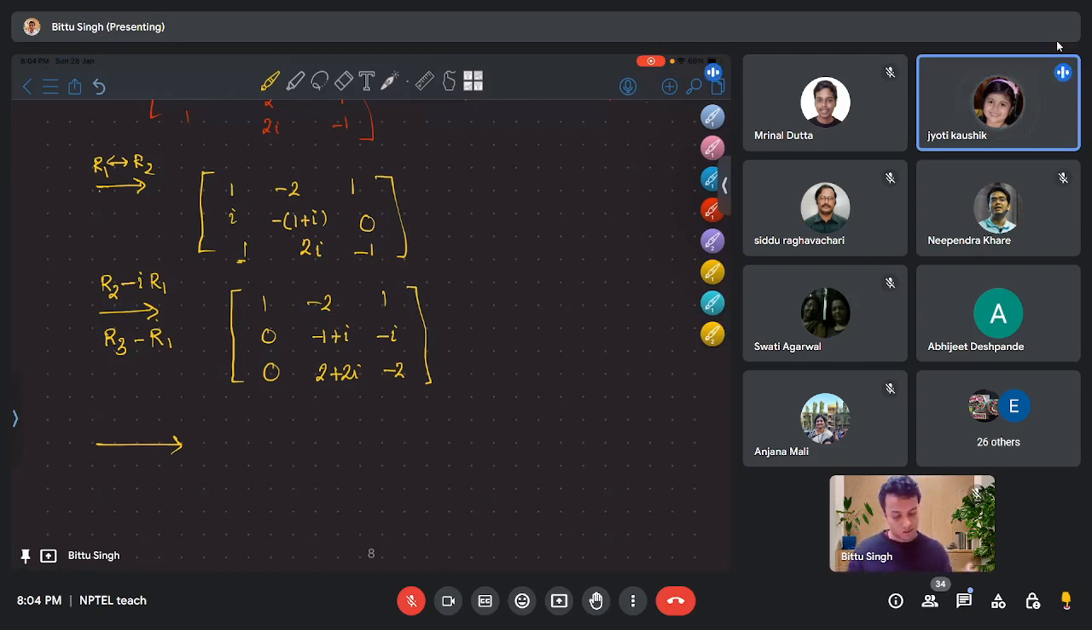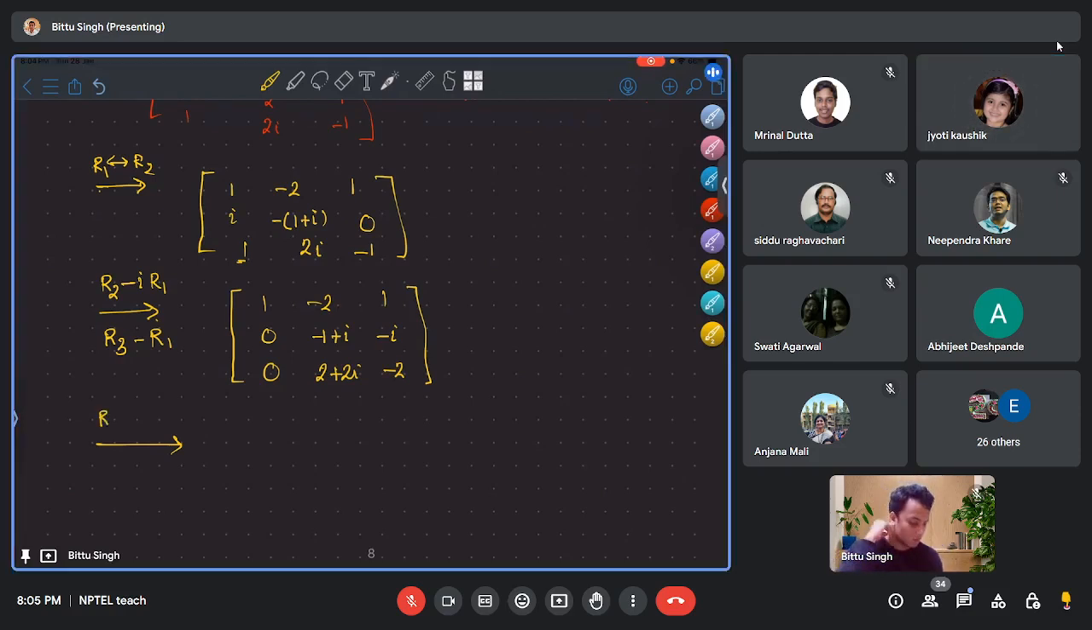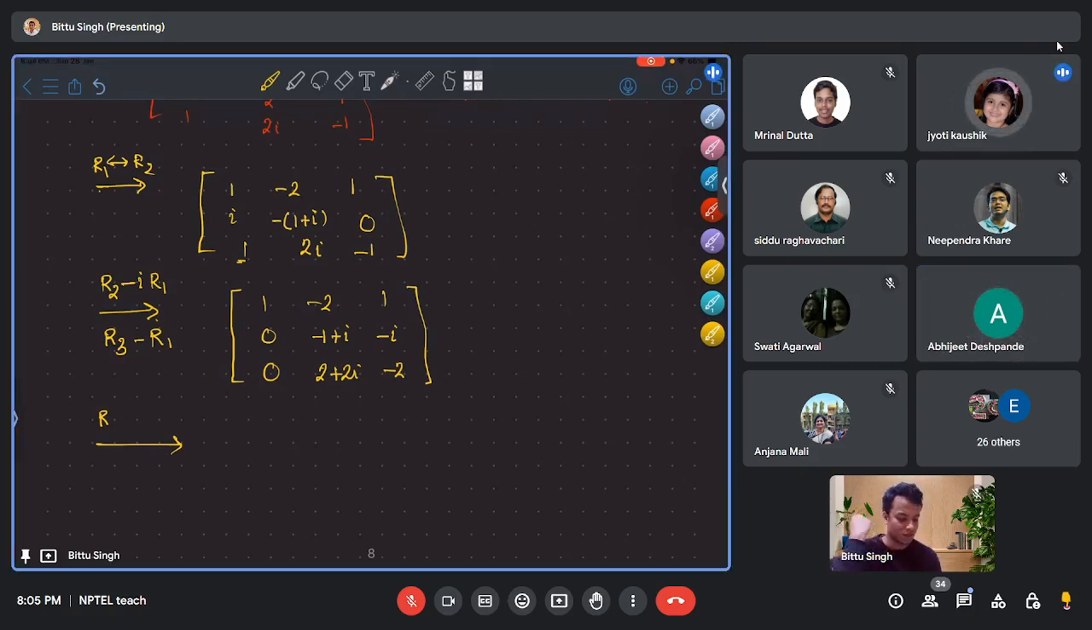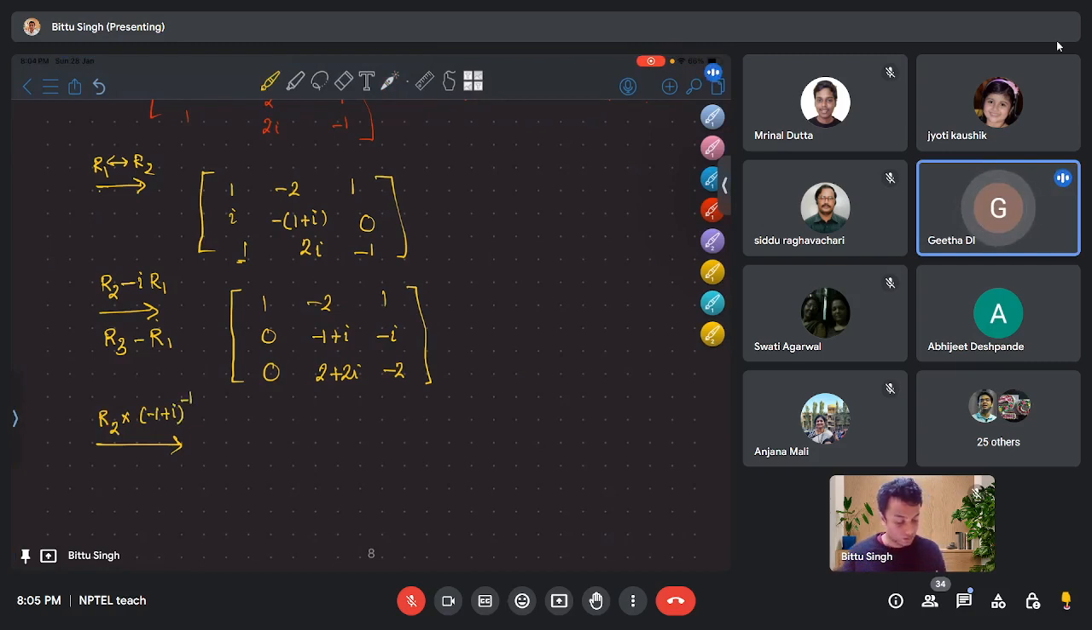Next step: R2 changes to R2 minus R3 upon 2 times i plus 1. But you can simply see that the leading entry is minus 1 plus i, so you can multiply this row with the inverse of minus 1 plus i.